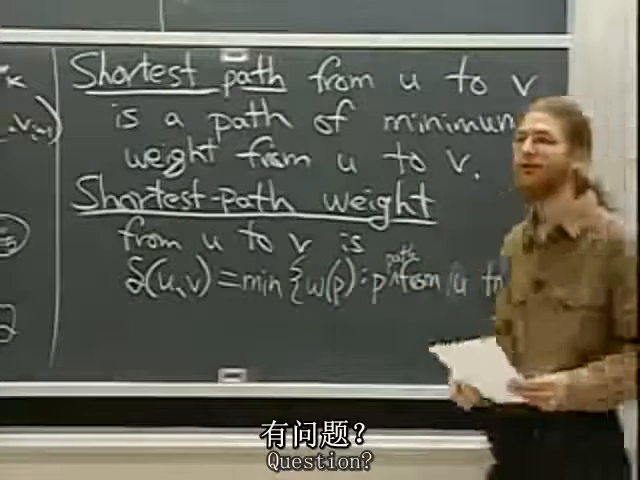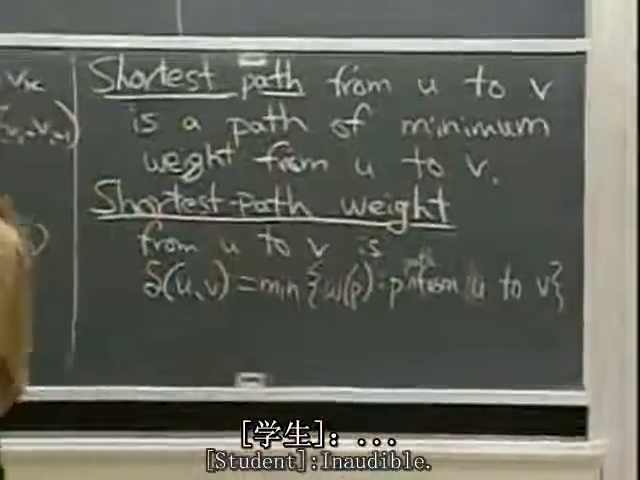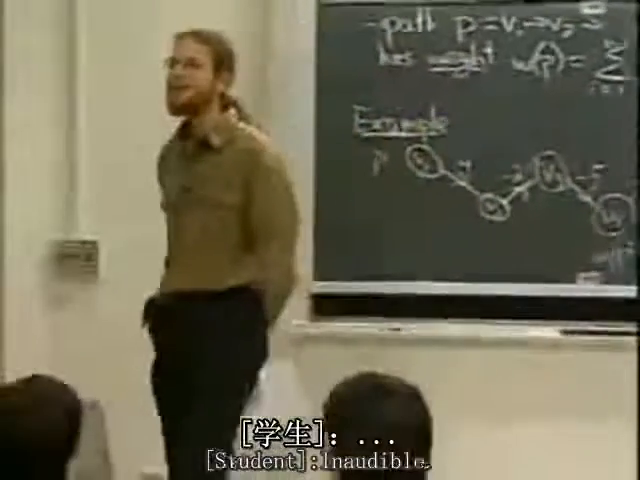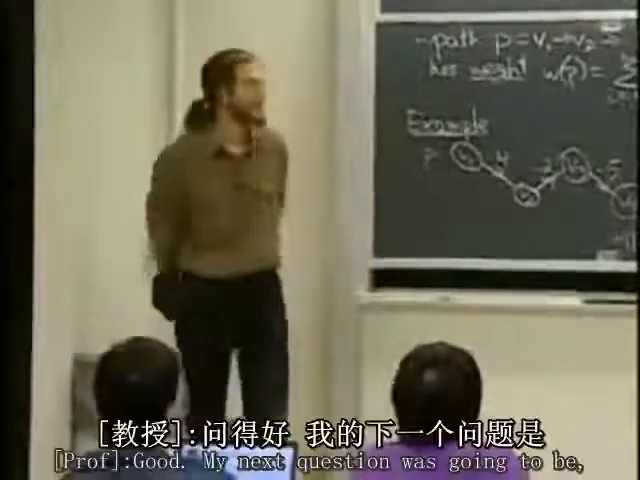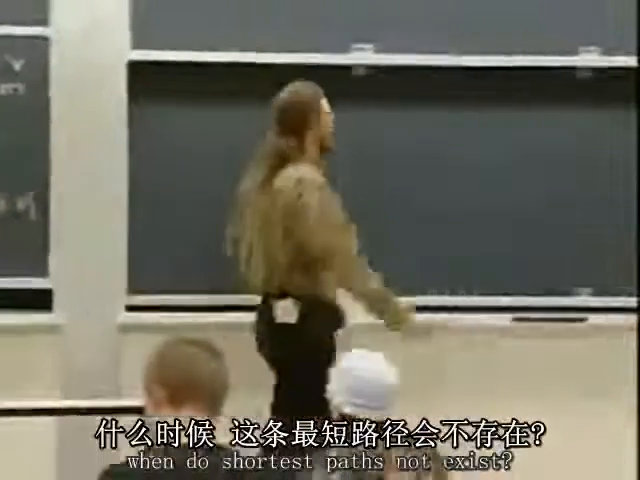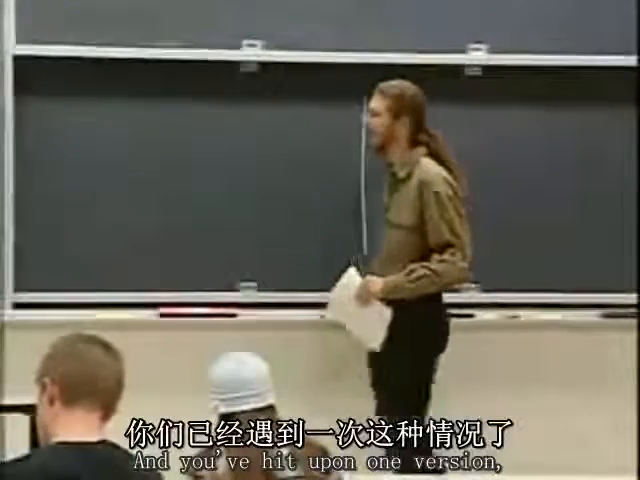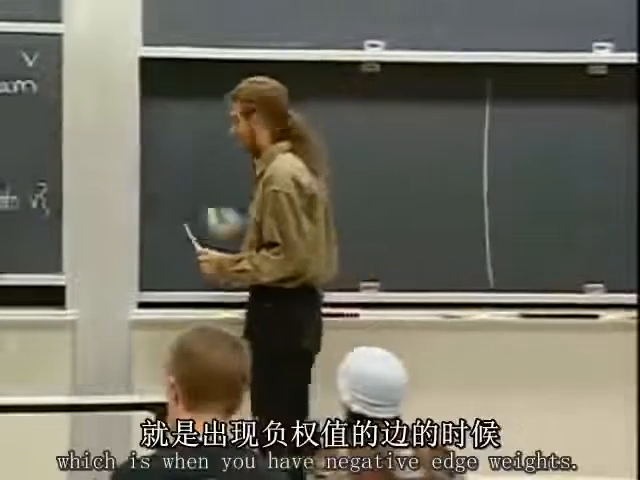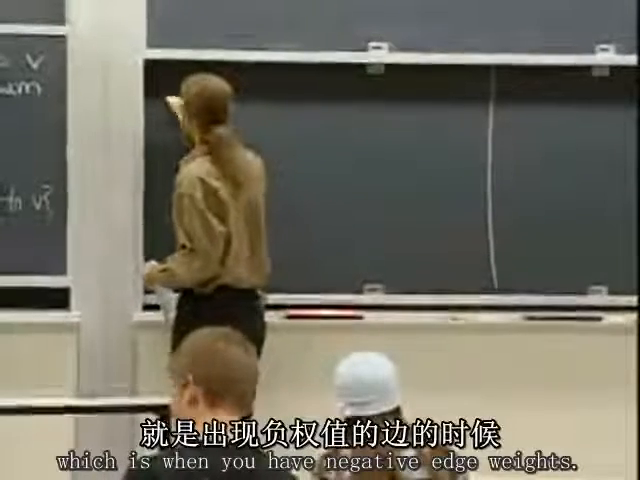Question? But if you're allowed negative edge weights, then doesn't that mean that there may be no minimum weight? Good. Okay, my next question was going to be, when do shortest paths not exist? And you've hit upon one version, which is when you have negative edge weights.